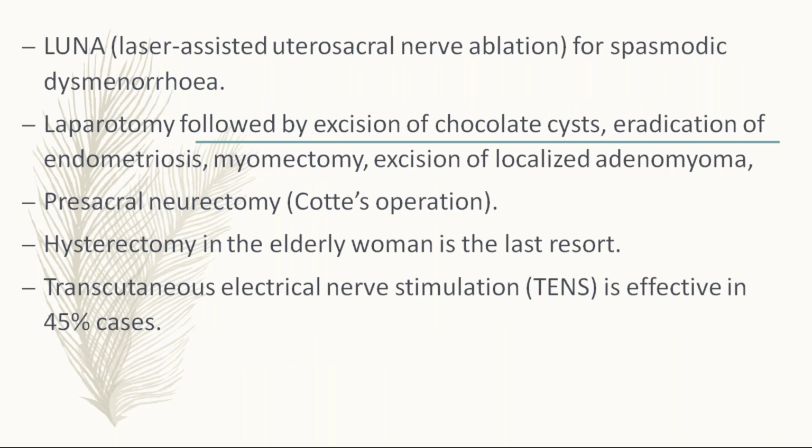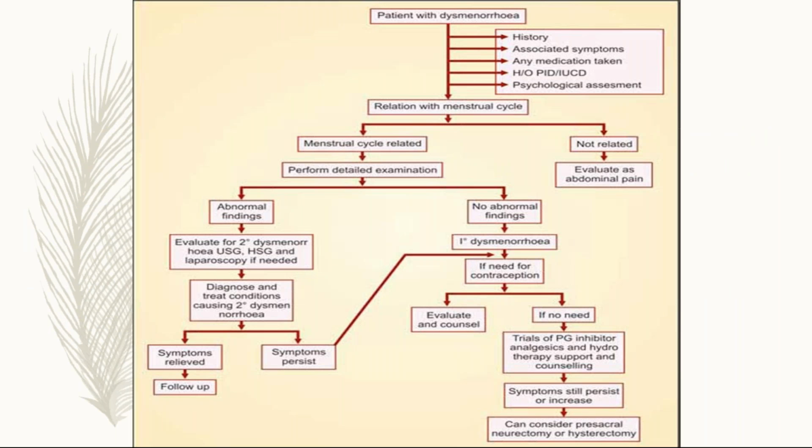Other treatment modalities are LUNA, that is laser-assisted uterosacral nerve ablation, for spasmodic dysmenorrhea, laparotomy followed by excision of chocolate cysts, eradication of endometriosis, myomectomy, excision of localized adenomyoma, presacral neurectomy, and hysterectomy in the elderly woman as the last resort. If all above treatments fail, then we go for hysterectomy. Transcutaneous electrical nerve stimulation is effective in 45% of the cases. So this is the plan of management.